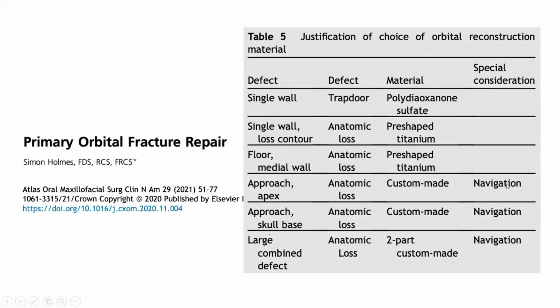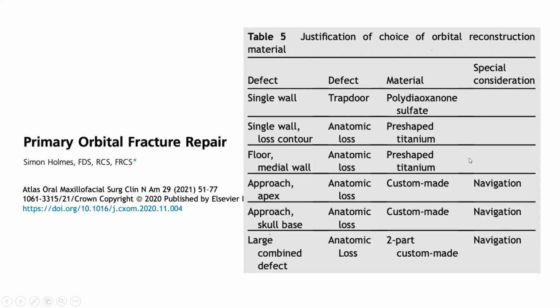Say here, in the first column, it has been shown as the number of walls. If it is a single wall, if it is a trapdoor defect, in fact, there are people who say there is no need of any orbital reconstruction for trapdoor defects. But you put anything, it works because the defect is very minimal, or it is a linear defect, or it is more anteriorly present. So for a single wall defect, PDS mesh is enough. Or for single wall loss of contour, you can have a pre-shaped titanium. Floor and medial wall, again a pre-shaped titanium.